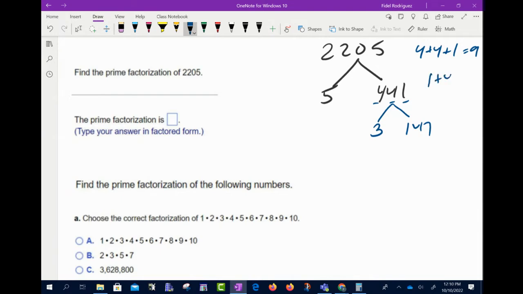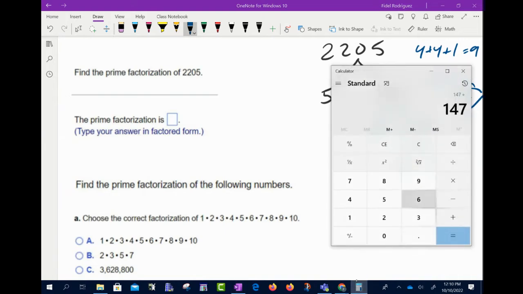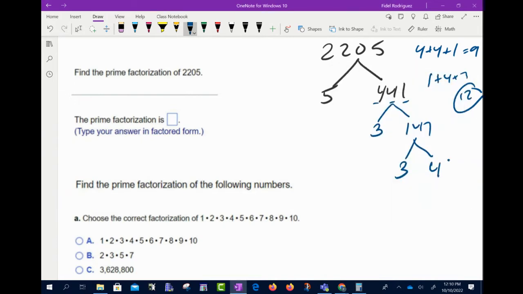I'm going to play that same game again. I'm going to say, look, what's 1 plus 4 plus 7? That's 12. I can divide that by 3, so I can divide this thing here by 3 as well. 49. Okay. Anybody know what two numbers multiply to 49? 7 and 7, right? Okay.